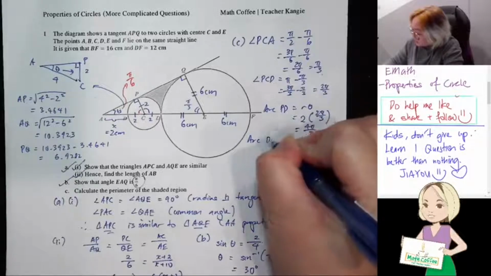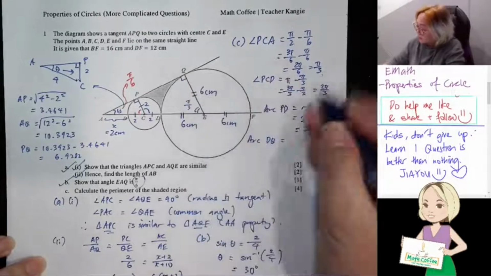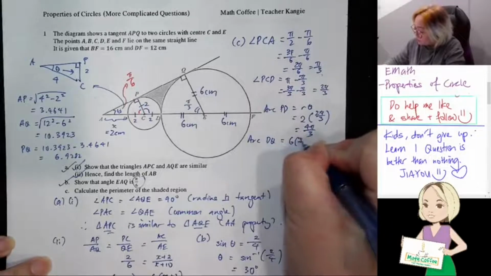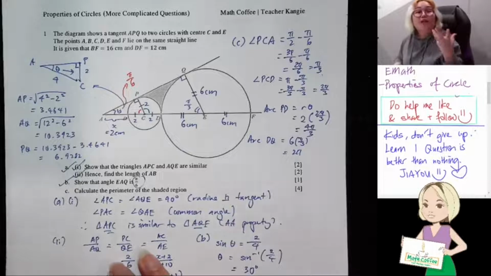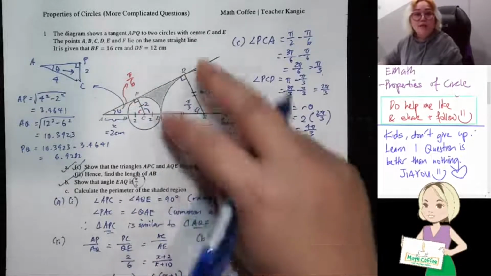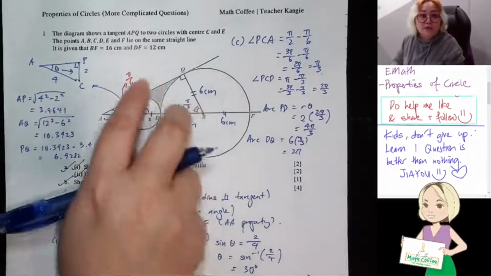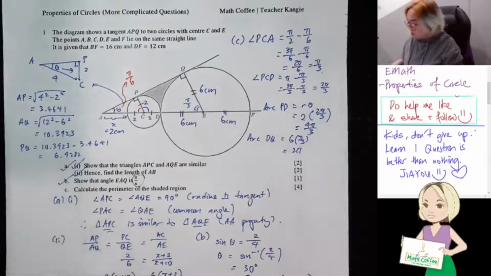Okay, arc DQ. So same thing, r theta. This time around the r is 6. So it's just 6 times pi over 3. So it is 2 pi. So now I have all the 3 lengths that I need. I already have my PQ. I already have the arc DQ. I already have the arc PD. Add them together and that will be your answer.